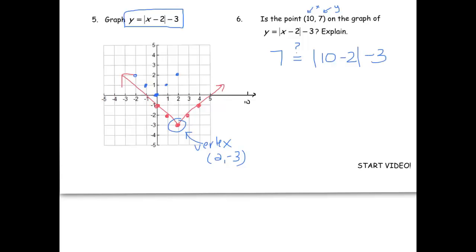If it is equal, then the point is on the graph. But if it is not equal, meaning that we don't have a true statement, then that point can't be on the graph. Basically, what we're doing is making this equation a point tester. We're testing to see if that point is on the graph. So let's try this. We would do 10 minus 2, that's 8. We want to take the absolute value of that, and then subtract 3. The absolute value of 8 is 8, and when we subtract 3, we get 5.